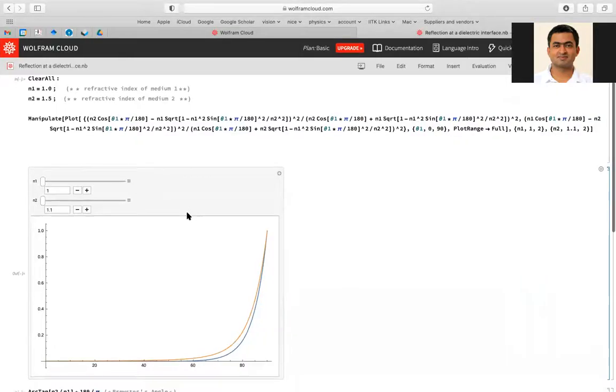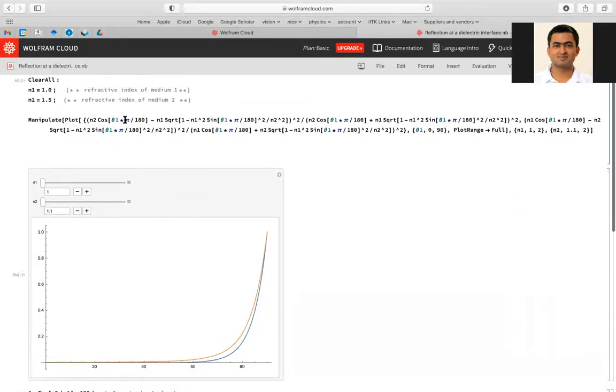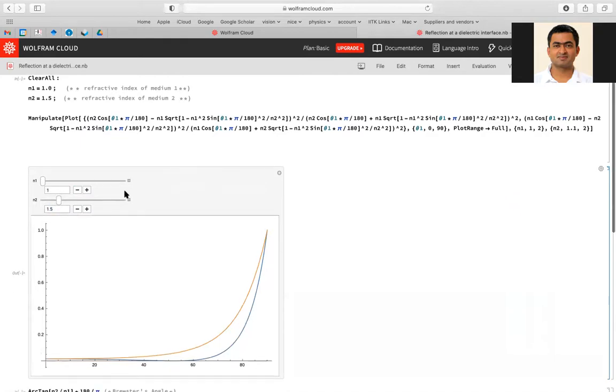Okay, so here is a simple plot. I am plotting both together, and all I will do is change the refractive index and see how the intensity of the reflected light changes as a function of the angle of incidence. This x-axis is the angle of incidence, and this one is the intensity. Let's say the refractive indices are 1 and 1.5. So that's air to glass.